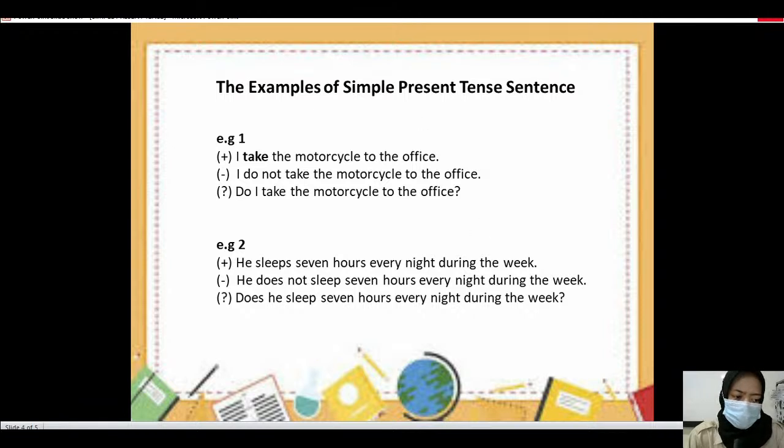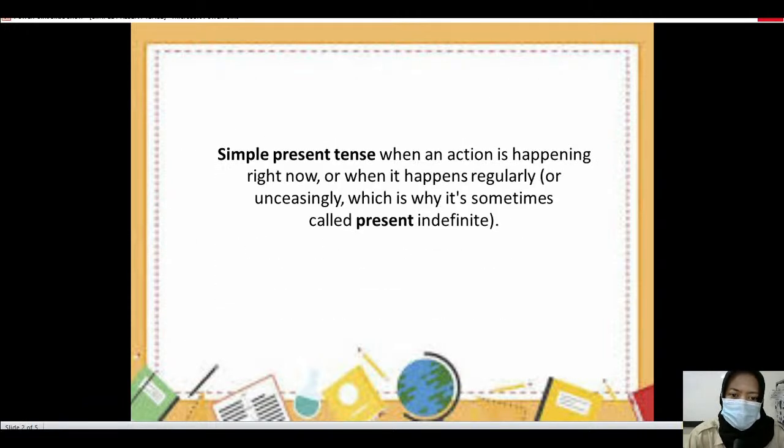Okay, I will go back to page 1. Simple present tense is used when an action is happening right now or when it happens regularly or habitually, which is why it's sometimes called present indefinite. I will repeat this material before we get to the exercise. I will explain your material on simple present tense. Perhaps you had this material in 10th grade, right?